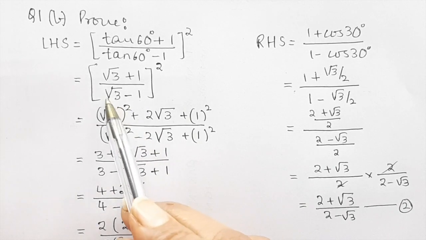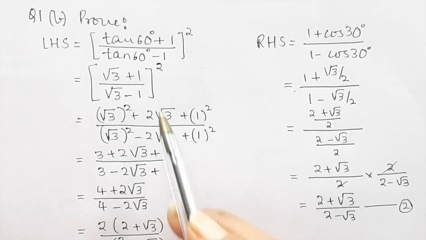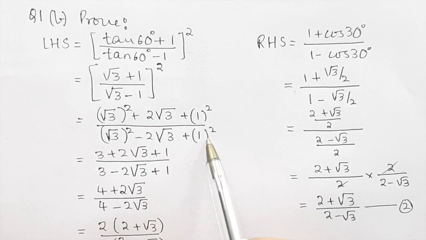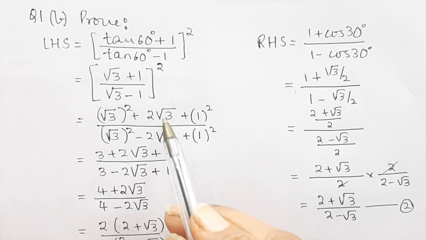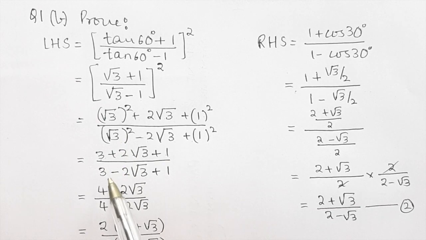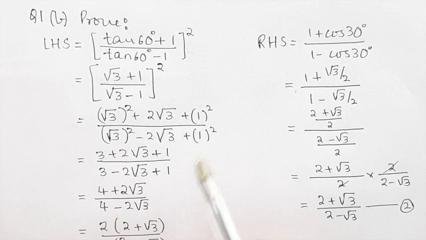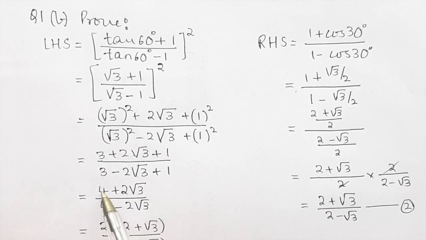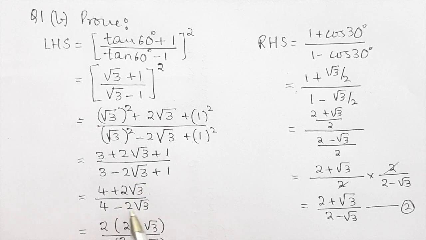The middle term becomes 2 into this, that is minus 2 root 3, plus this square, that is 1 square. Now in the numerator, root 3 square becomes 3. This remains as it is. This becomes 1. Denominator, this becomes 3. This comes as it is down and this becomes 1. Now 3 and 1, 4 plus 2 root 3 upon 4 minus 2 root 3.